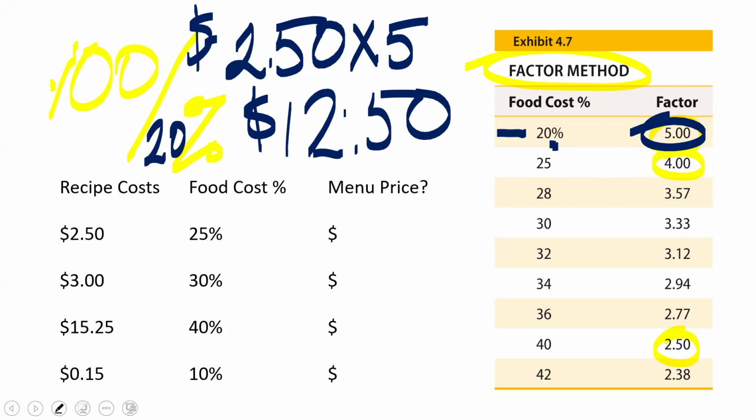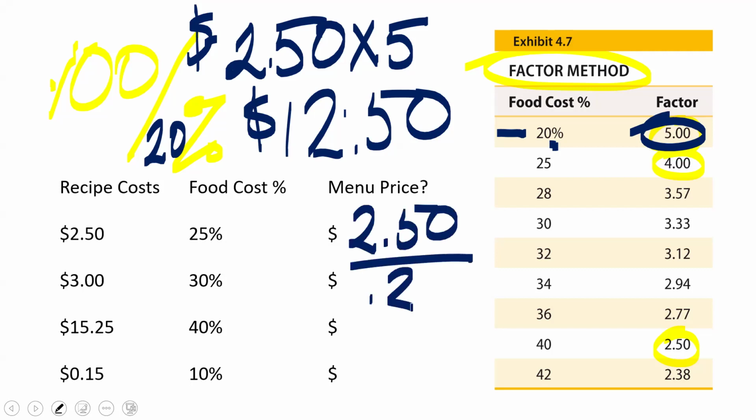But if we did the triangle, we'd have to do 250 divided by 0.2, right? Which one is easier? 250 times 5 or 250 divided by 0.2? Times 5, right? We can do that in our head, or we can easily just think about it, right? So this factor method, like I said, is really helpful when your factor is a whole number or something that's easily multiplied, okay? So let's look at these other examples that are up here.